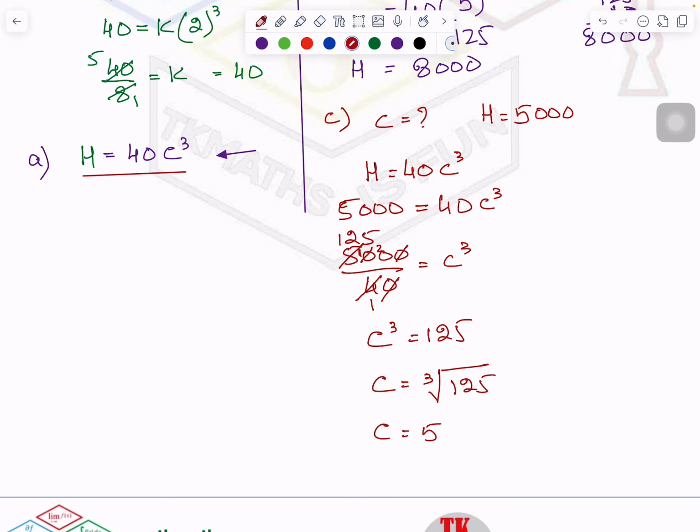You need to learn cube numbers from 1 cube to 20 cube by heart. Oh sorry, at least 10 cube. And similarly, square numbers from 1 square to 20 square you must know by heart. So it will be easy for you.